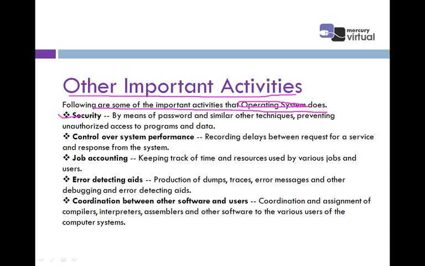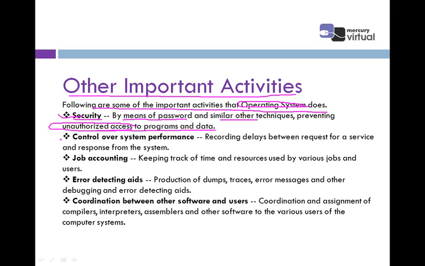First one is security. Security is the most important feature, because without security your system is not secure. Anyone can hack your system, meaning unauthorized users can hack your system and your data is lost. So it is the main task to secure your system, and this facility is also provided by the operating system. It is said that by means of password and similar other techniques, it prevents unauthorized access to programs and data. Unauthorized access means there is no authorization of access; anyone can hack your data. So with the help of the operating system, we can control unauthorized access to programs and data.